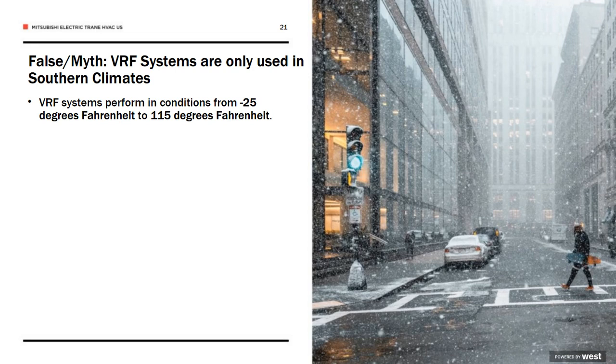Another myth: VRF systems are only used in southern climates. We use VRF in Chicago all of the time, and we often use it as the sole source of heat. So we don't have backup heat. We don't have electric boilers. We can do systems here in Chicago where the VRF system provides 100% of the cooling as well as 100% of the heating. Our performance on our systems can range from negative 25 degrees Fahrenheit all the way to 115 degrees Fahrenheit.